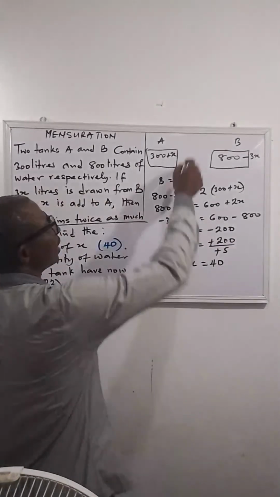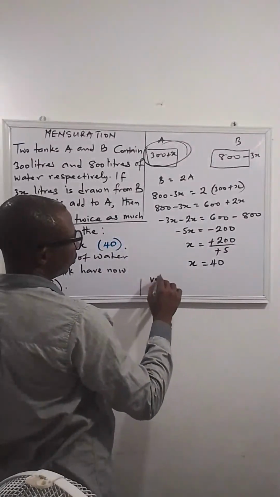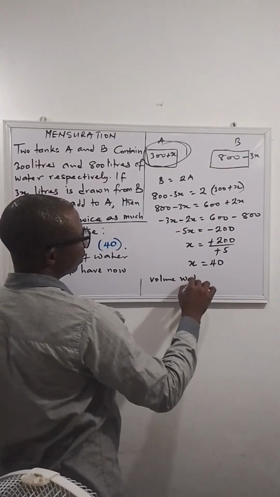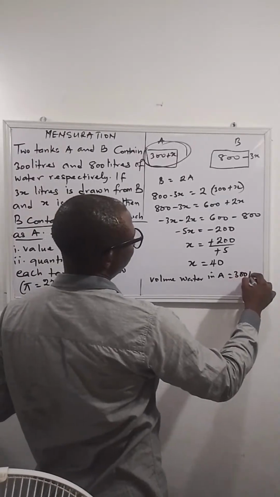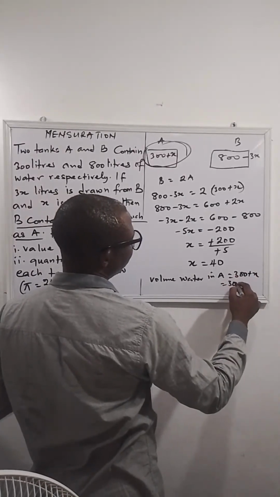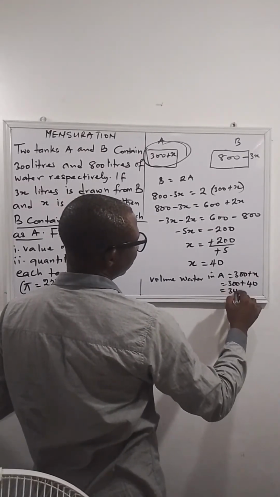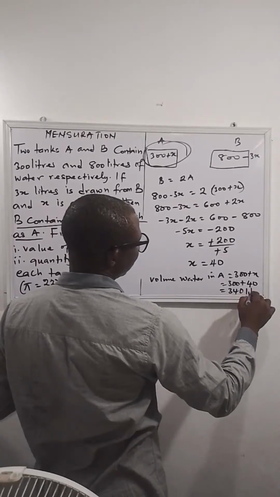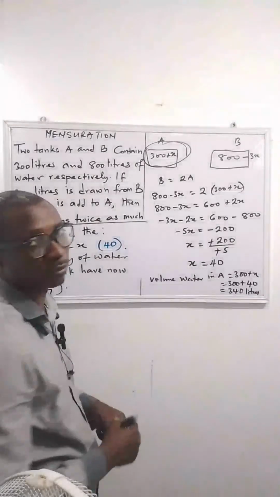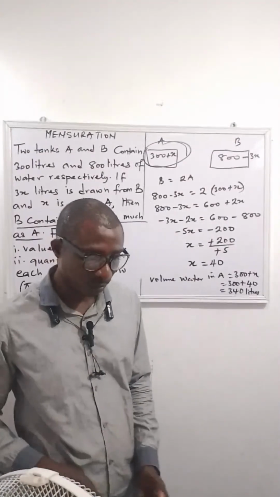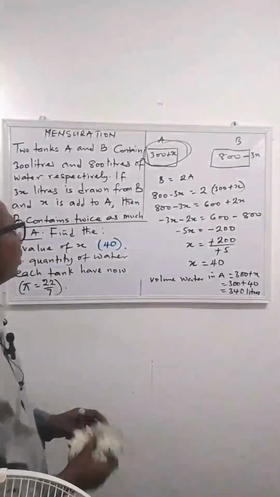Now, what we have in tank A is this. So that means the volume of water in A is 300 plus x. That is 300 plus 40. And that gives you 340 liters. That's what you have. That's the volume of water in tank A.